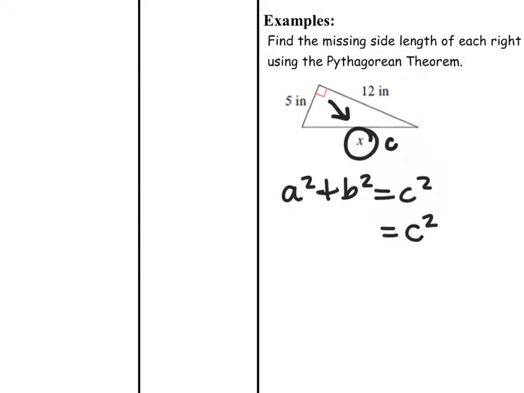You don't know what that side length is, so it's got to stay a variable. a and b are your legs. It doesn't matter what order you put them in as long as they're not in the c spot. So I'm going to do 5 squared plus 12 squared. Yeah, you got it. That's a 5. Grace, follow directions.